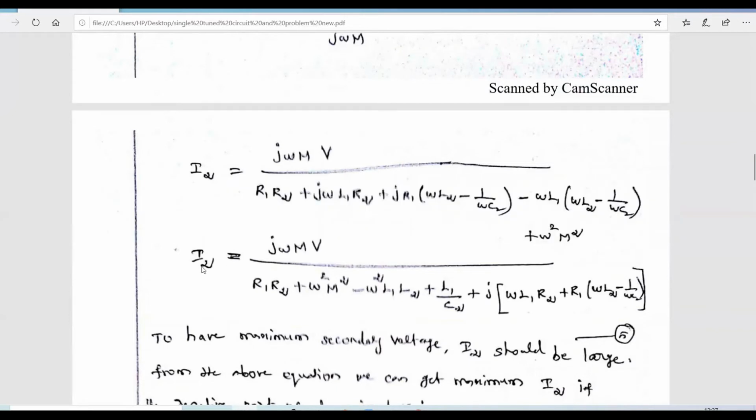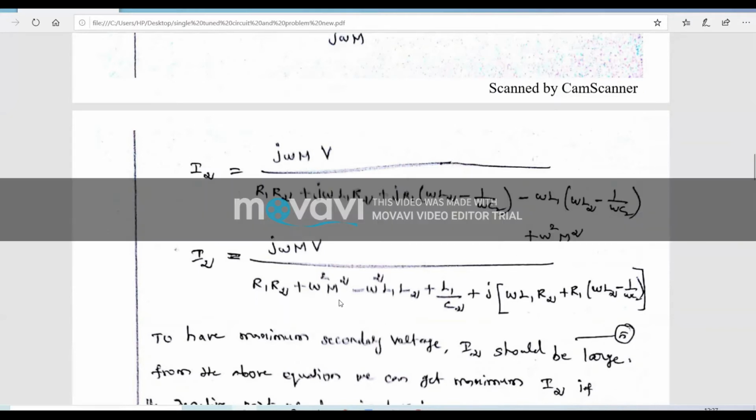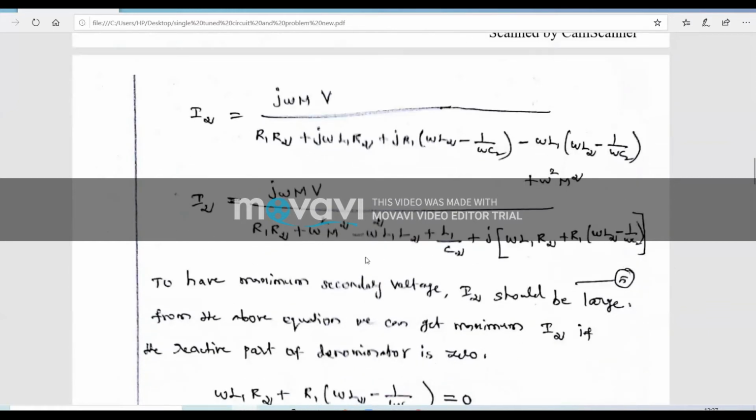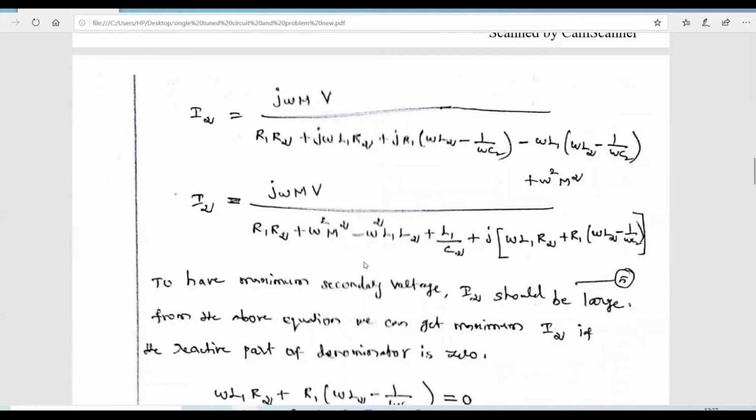How to rearrange: I2 can be written with only one term in the numerator. In the denominator, first the constant R1 R2, then plus omega squared M squared. These two terms are the imaginary part, and the remaining three terms are the real part. You just write the real part first, then the imaginary part.